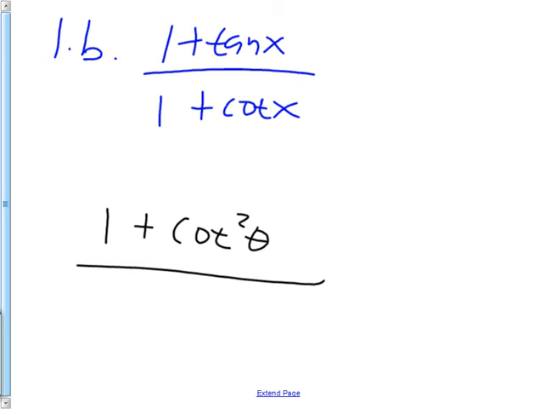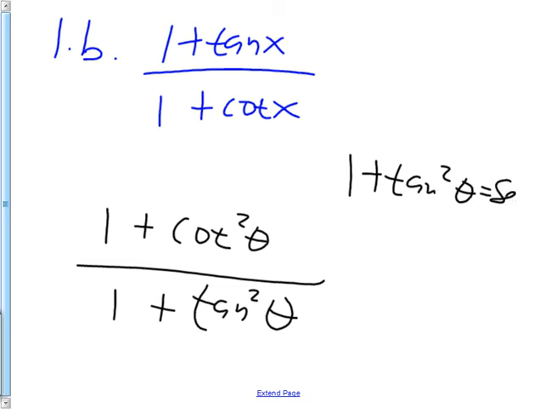Or if I had a 1 with the tan, what could I put for that? Secant. Okay. Or if I had, let's see, if 1 plus tangent squared is equal to secant squared, what's tangent squared equal to? Secant squared minus 1. Okay. You can do a lot of that stuff. But that's only if they're squared. Okay. What if they're not squared?